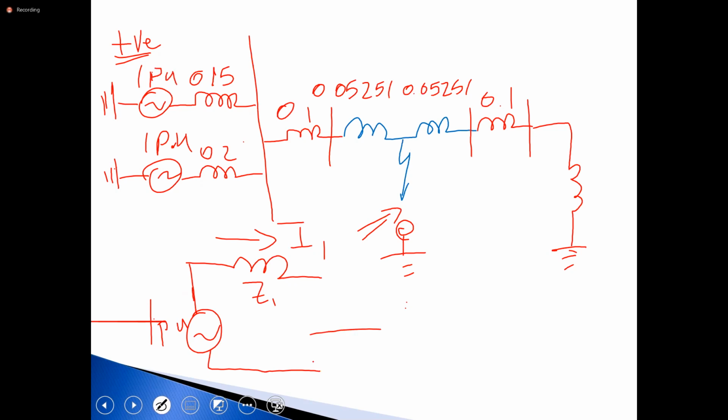So this is the equivalent network, and that's your positive sequence network. Of course, one of the beautiful things about the positive and the negative sequence is that once you have drawn the positive sequence network, you can draw the negative sequence. The negative sequence will be the same network. The only difference is that you will not have any supply.